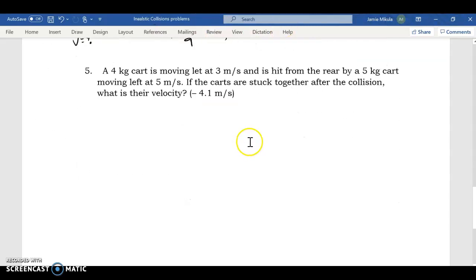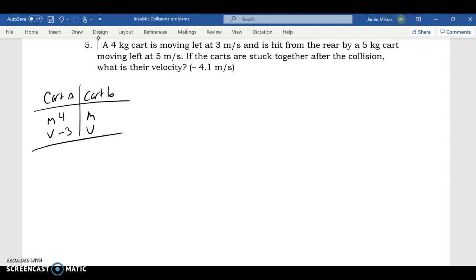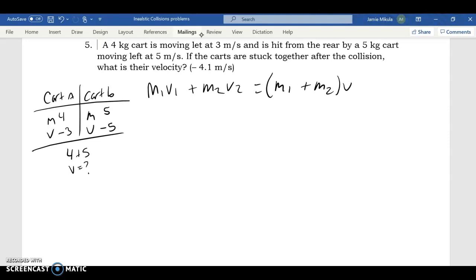All right, 5, a 4 kilogram cart moving to the left. All right, so cart A, cart B, mass, velocity, and then the after is going to go under there. All right, the first one is 4, and it's moving to the left at 3, so negative 3. Hit from the rear by a 5 kilogram car moving to the left at 5, so that's negative 5. And then we'll have 4 plus 5 for the mass, and it wants to know the velocity of both of those after. m1 v1 plus m2 v2 equals (m1 plus m2) v.